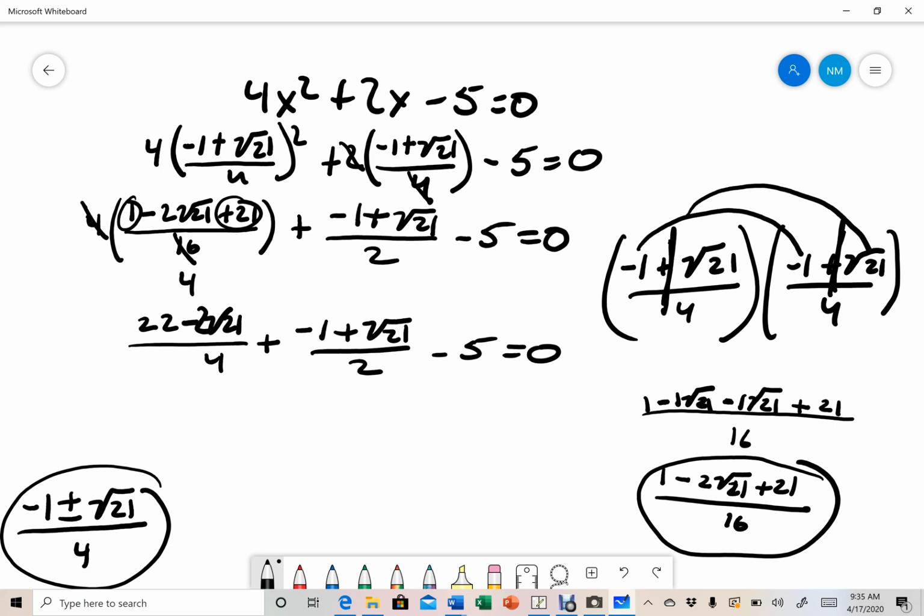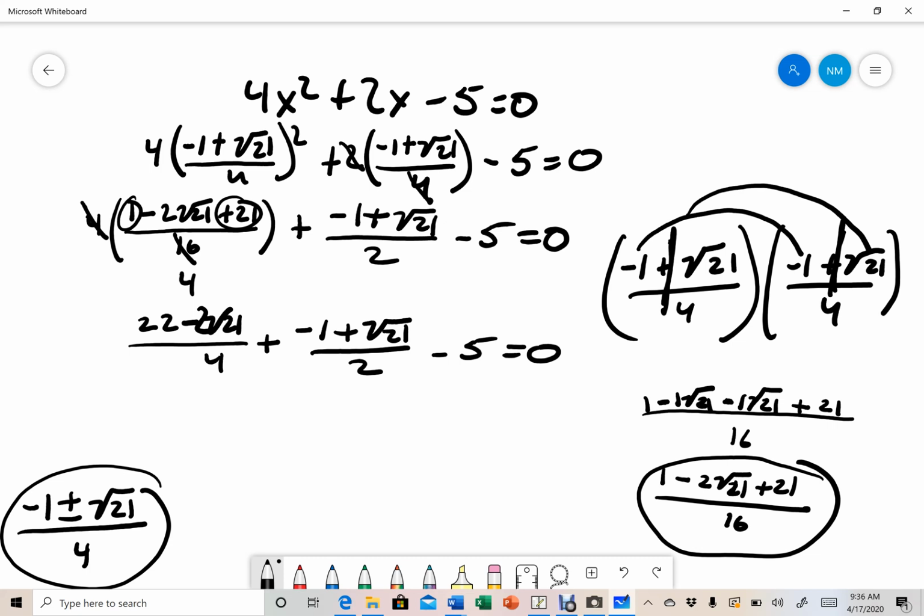Okay, now typically we would just add these together, but what's the problem with adding a fraction with a denominator of 4 and a denominator of 2? You can only add fractions with the same denominator. So I have to make this denominator a 2. How do I do that? I multiply it by 2, okay? Which means then that I'm multiplying all these terms by 2 as well.